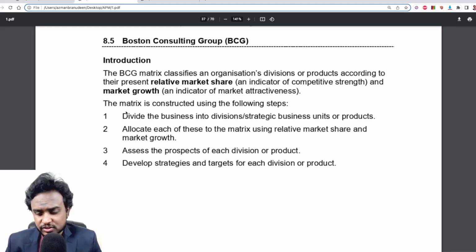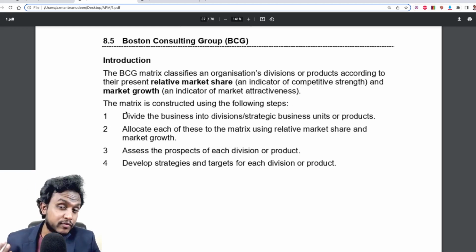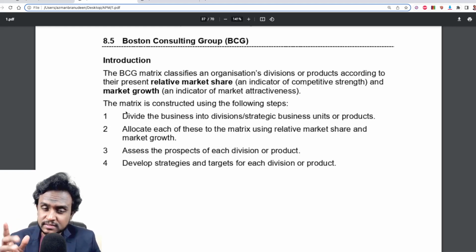Now, relative market share is relative to what? That's the question. Relative to the market leader. So you'll calculate your market share in relation to the market leader. If you were the market leader, then you're looking at yourself relative to the market leader, which in this case you are, and that means the relative market share is one. So remember this: if you're the leader, your relative market share is one, because you're dividing your market share by your own market share. That's how the calculation works.